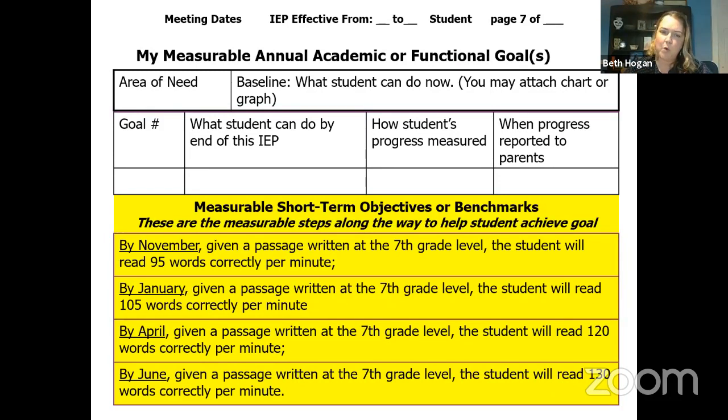Each one of the goals should have more than one objective or benchmark. So it shouldn't just be one statement under there. And it just allows you, again, to know when to expect that progress. And did you have anything to add to that?